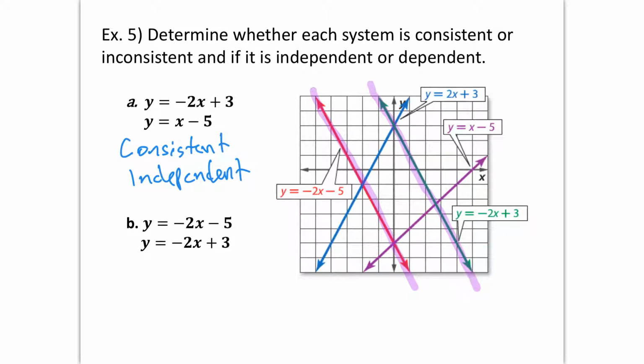So what do you notice about the two lines? The red and the green, they are parallel. So when they're parallel, that means that we don't have a solution. No solution. There's no x and y that will work for that system. So we say the type of system that this is inconsistent. When the two lines are parallel, it is inconsistent.